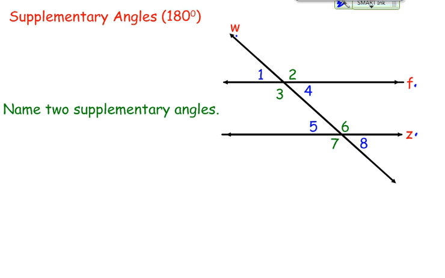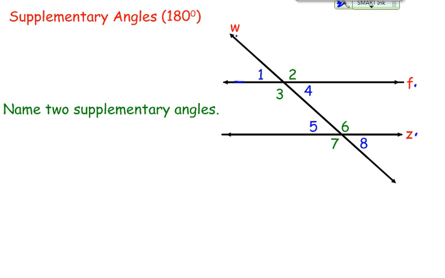All right, let's start by looking at our first idea and reviewing the concept of supplementary angles. Supplementary angles, remember, are angles that are side by side, and when you add them together, the measure of their angles equals 180 degrees, also known as a straight line. So when they're side by side, they're going to make a straight line together. All right. So let's name some supplementary angles. All right. We want to form straight lines.